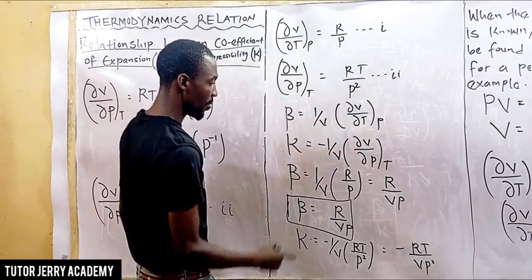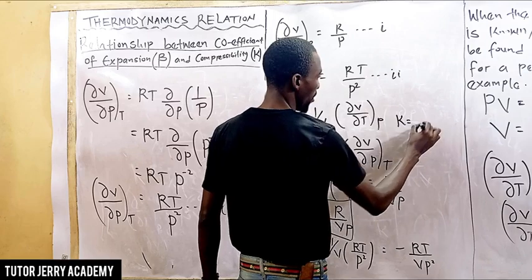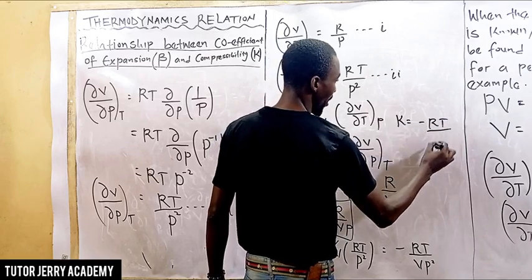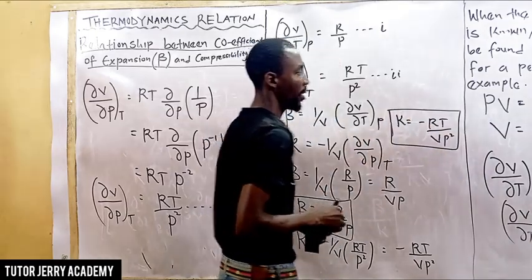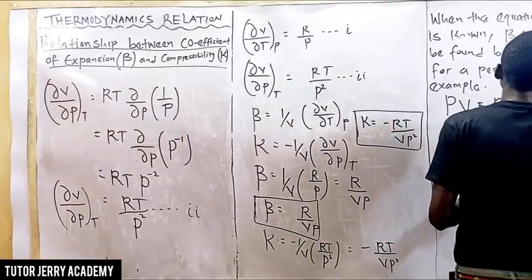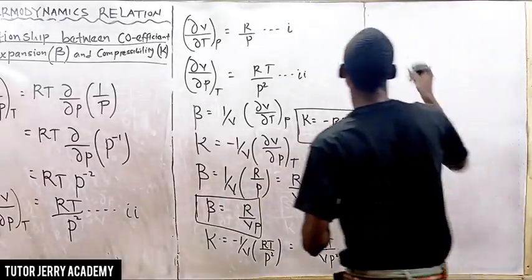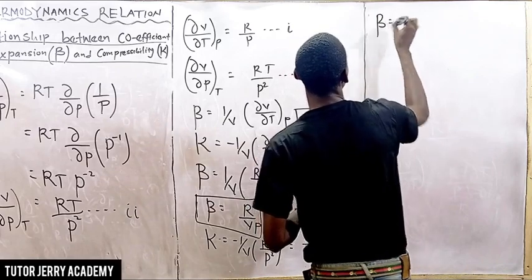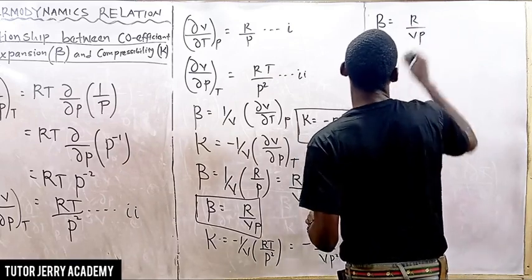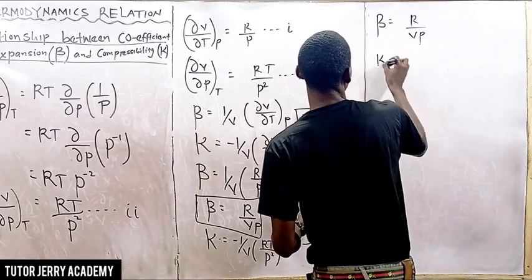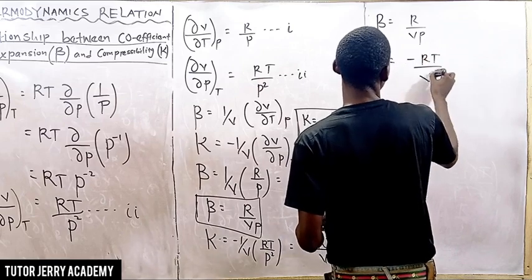All right. So I can write this as K is equal to minus RT all over V P squared. All right, so let's clean this part. So now, let me rewrite what we get for beta and K. Beta is equal to R all over VP. And we said K equals minus RT all over VP squared.